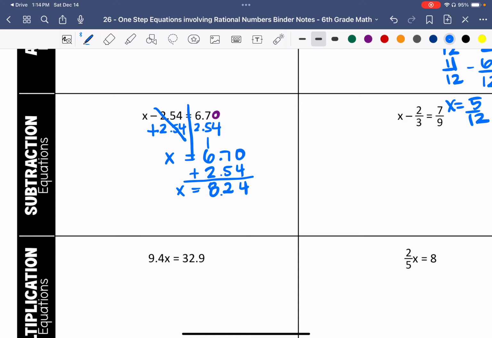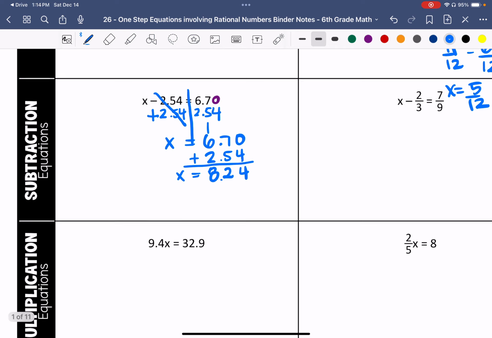So if I was correct and I wanted to double check myself, I could go back and plug it in and put 8.24 for the x, and the left should balance out. The left side should equal the right side.